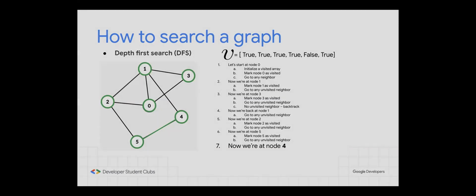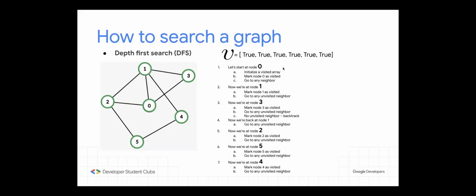Now we're at node 4. At this point, the last thing I'm going to do is mark node 4 as visited, so from false here to true. One thing I realized immediately is we visited all our nodes. My entire visited array is marked as true, and it's the end. We've searched the entire graph. We can go to any unvisited neighbor, but I see that there is no unvisited neighbor. There's no need to backtrack either because we visited everything. So we're done.